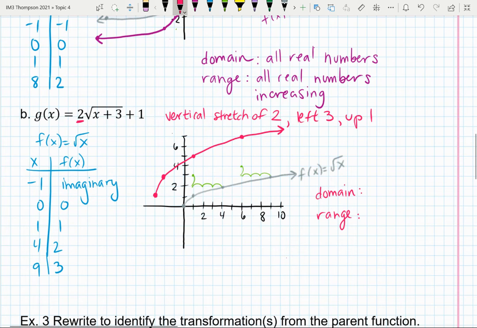Our domain and range are going to change this time. So when I'm looking at x values, this actually hits at, what is that? That's negative 3. So negative 3 to positive infinity. So x is greater than or equal to negative 3. And the range value hits right here at 1. So it's going to be 1 and above.